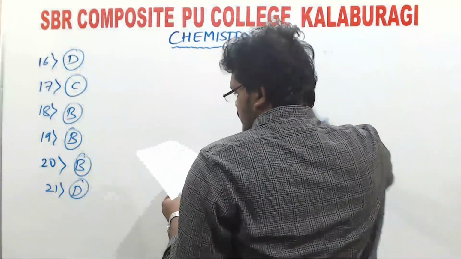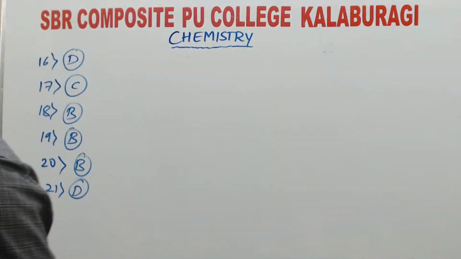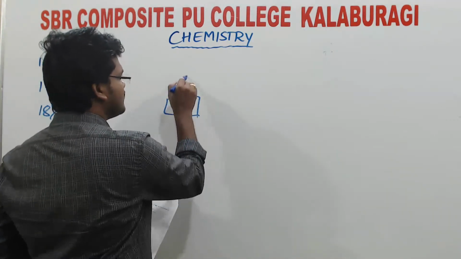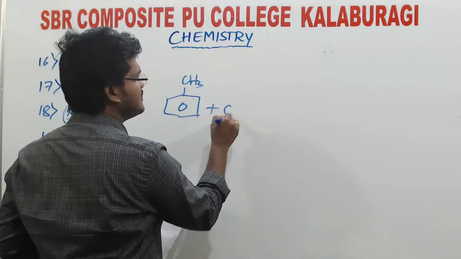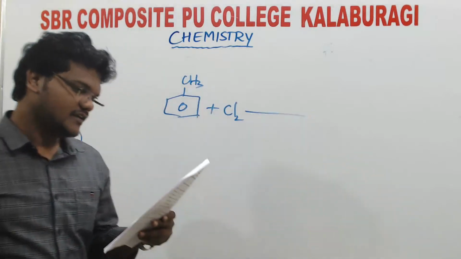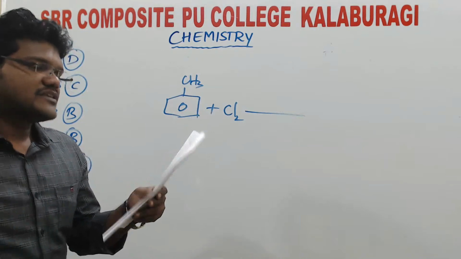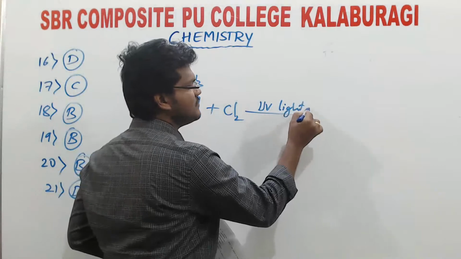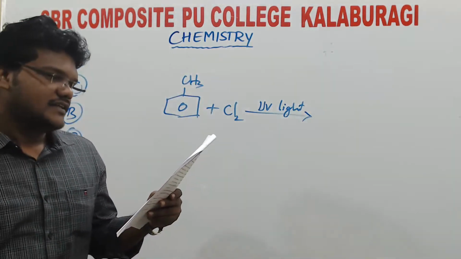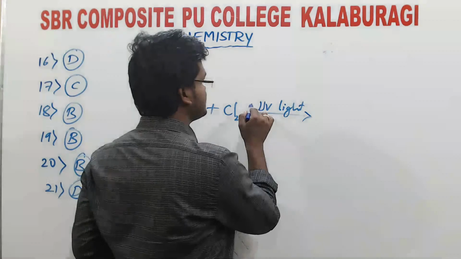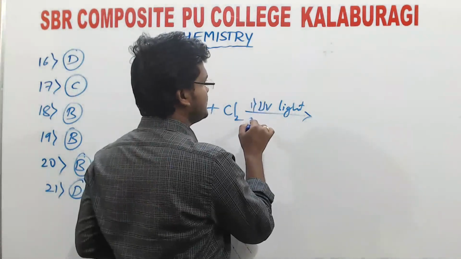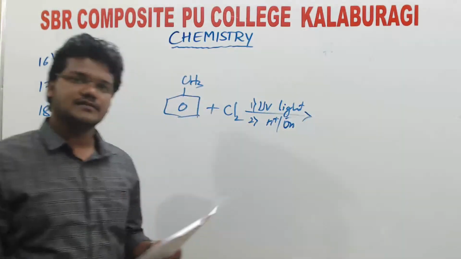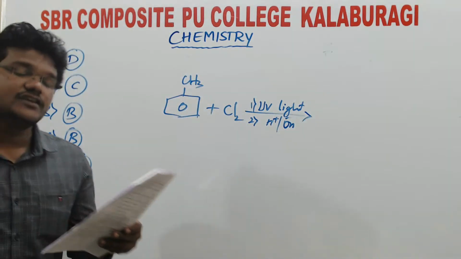22. What they said? Chlorination of toluene again, but the condition is different. Chlorination of toluene in presence of light, UV light or sunlight, you can say. Then followed by hydrolysis. Followed by hydrolysis gives what?